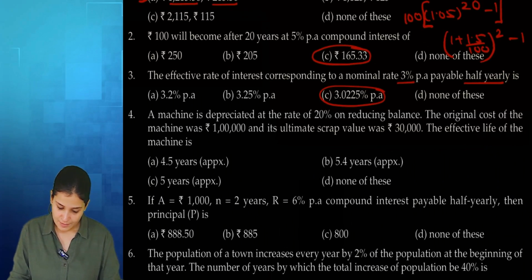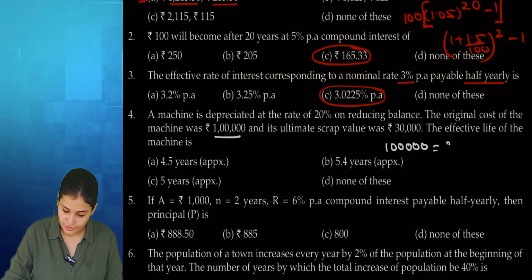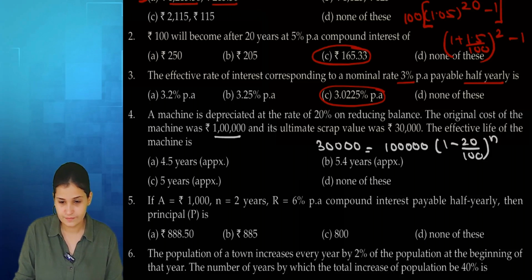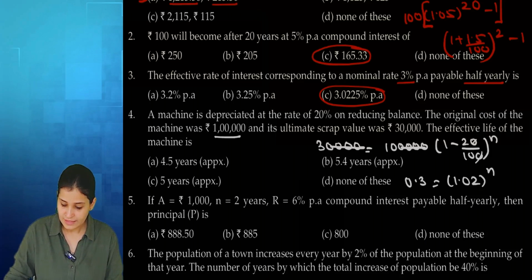Yes, ma'am. So in this case, question number 4. A machine is depreciated at the rate of 20% on reducing balance. The original cost was 1 lakh and the scrap value is 30,000. So 1 lakh, the scrap value gets reduced by 20%. I don't know n, and this is 30,000. Yes? Yes, ma'am. 10 comes here, 0.3, and this is 1.02. Till here, any doubt?